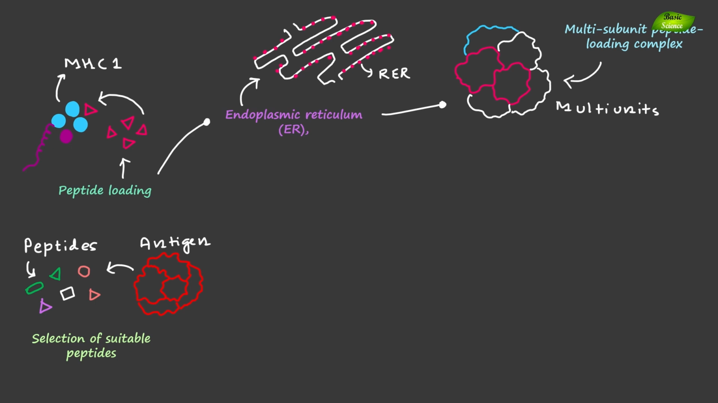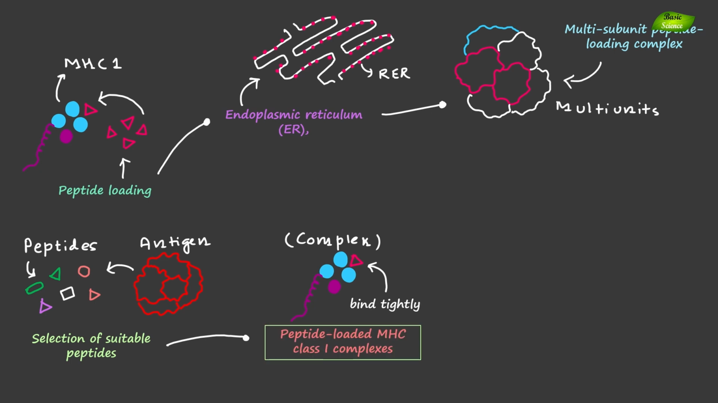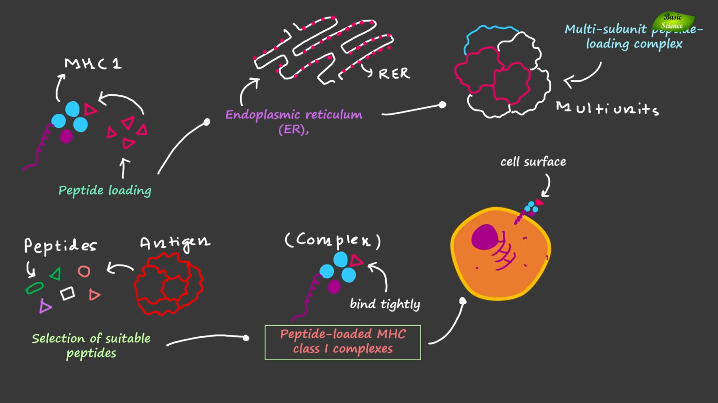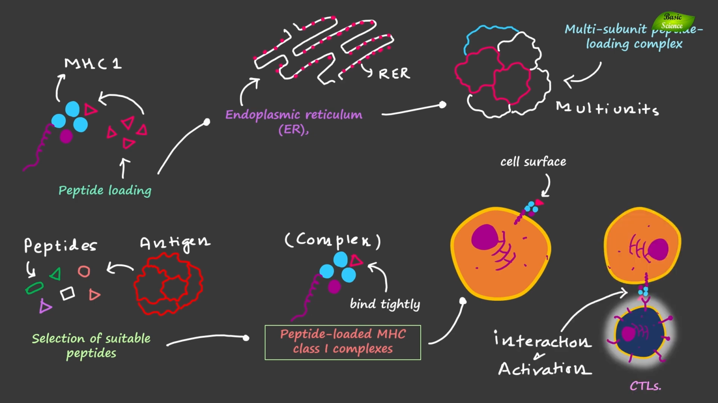within the cell. Peptides that have the ability to bind to the MHC class 1 tightly are selected and retained, and others are released. The peptide-loaded MHC class 1 molecule complexes are then trafficked to the cell surface where they await inspection by cytotoxic T cells.